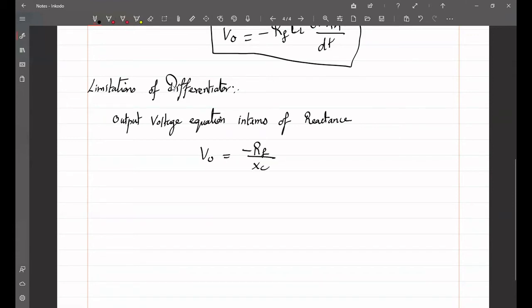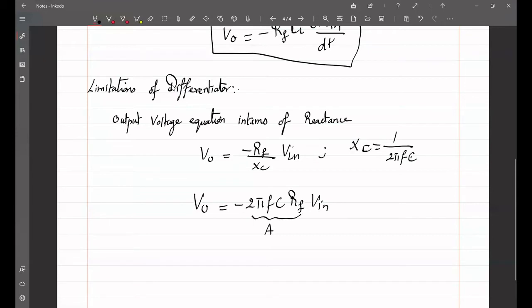C can be represented as 1 by Xc into Vin, where Xc is equal to 1 by 2πfC. So the output voltage can be written as V naught is equal to minus 2πfC into Rf into Vin, where this part can be written as gain A, where A is equal to minus 2πf into Ci into Rf.